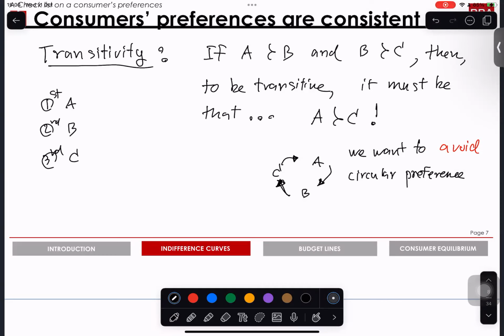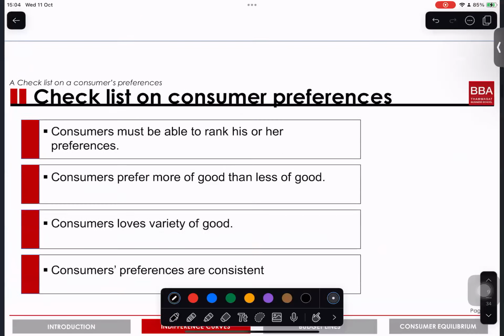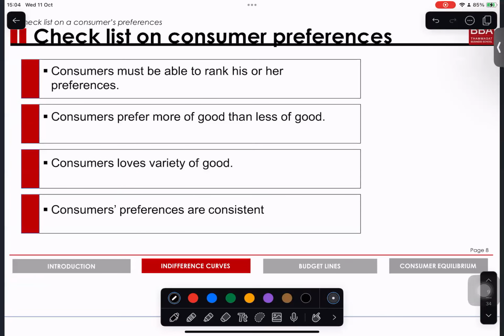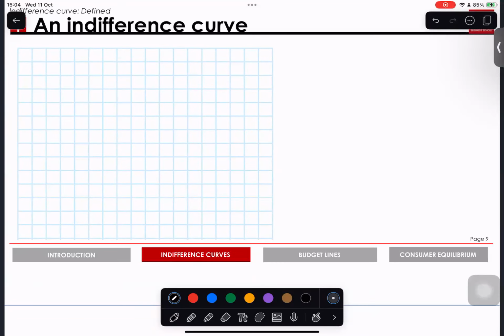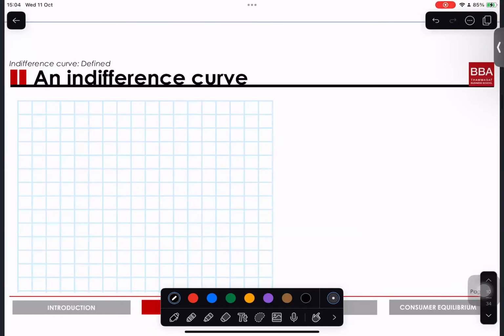Okay, now we are on the right track. Let's say this person fulfilled the 4 requirements as summarized in the next page. He can rank. He loves more rather than less. He loves variety. And his preference is consistent. Okay, let's go. Indifference curve. First of all, the definition comes.